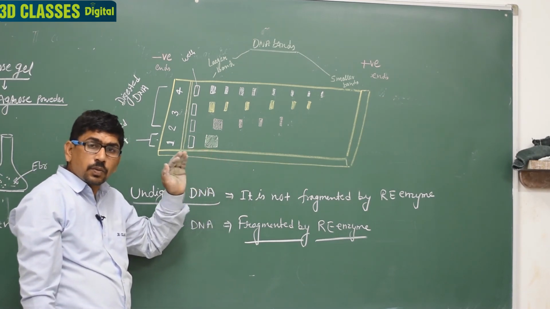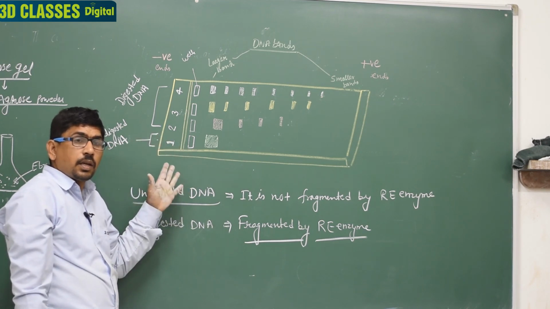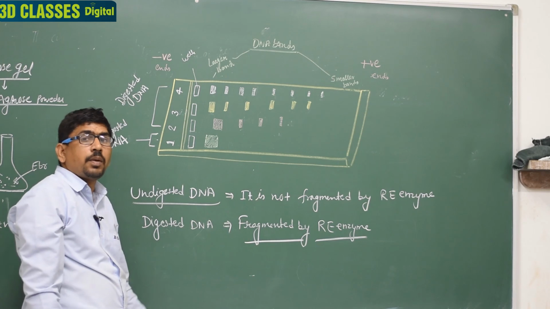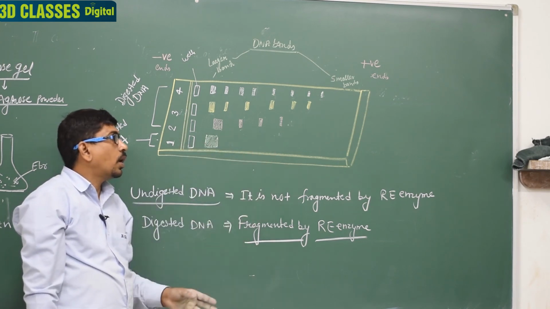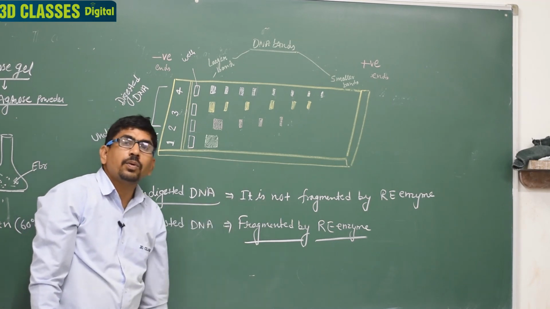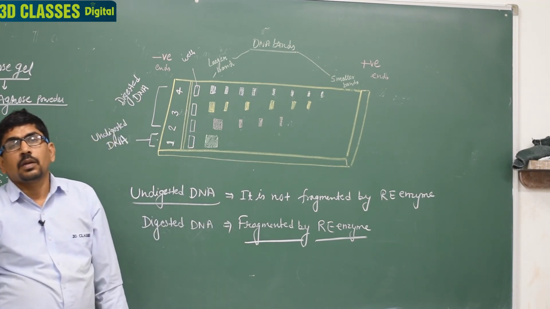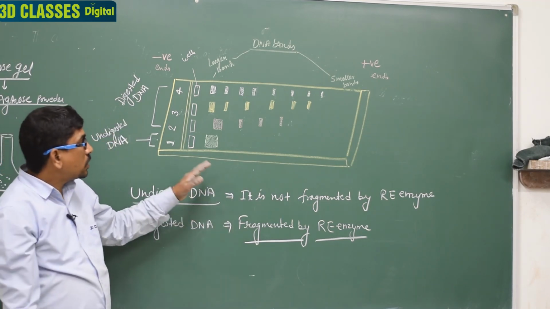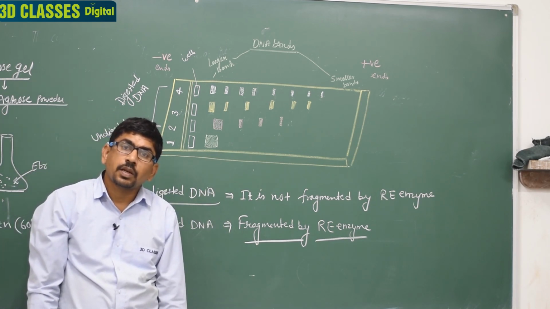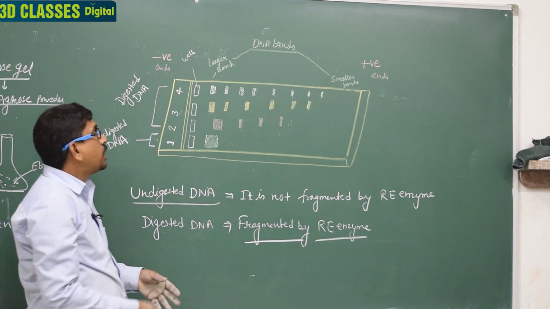This diagram shows undigested DNA. It means the DNA is not cut by any type of RE enzyme, so it does not move far, but DNA that is cut by the RE enzyme moves farther as compared to lane first. Clear? So this represents the electrophoresis.